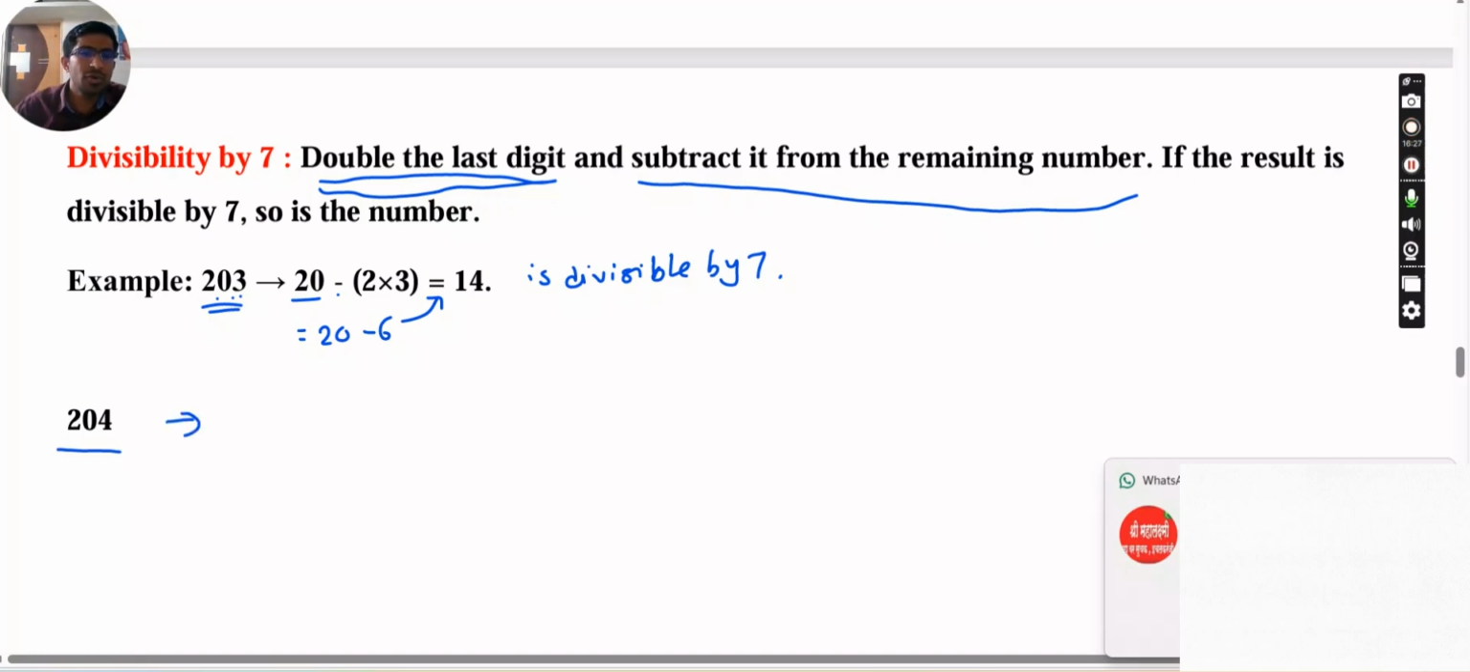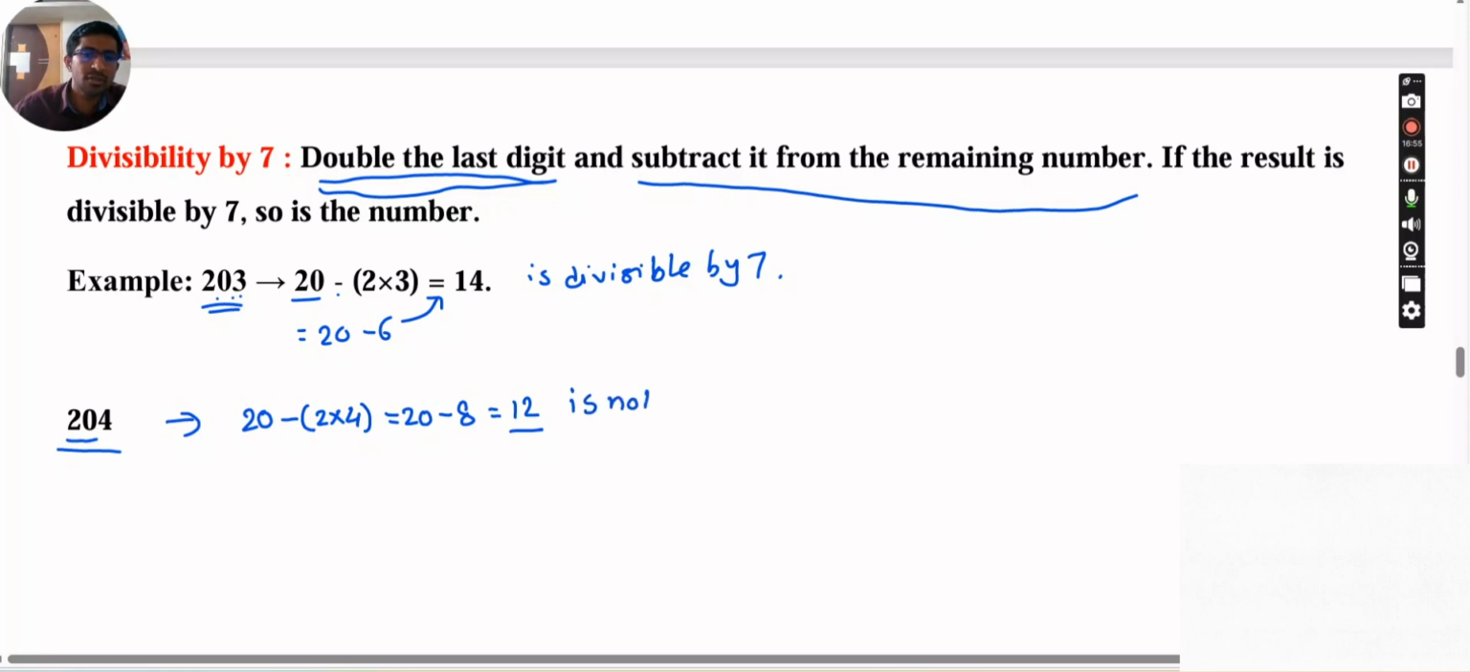Similar thing we will check for 204 also. In 204, same thing we have to do: write the left number, that is 20, as it is, minus double of the last digit, and the last digit is 4. 2 into 4 is 8. 20 minus 8 is equal to 12. And as we know that 12 is not present in the table of 7, so we can say that it is not divisible by 7.